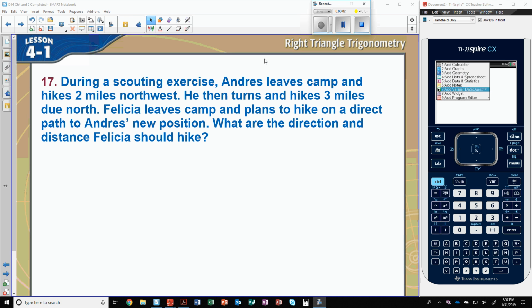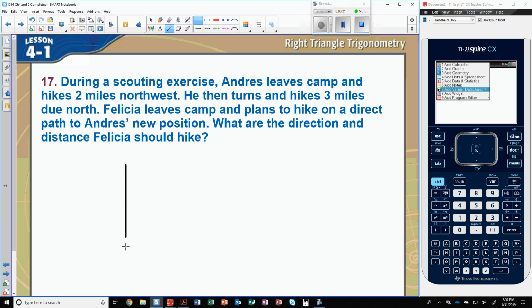During a scouting exercise, Andres leaves camp and hikes 2 miles northwest. He then turns and hikes 3 miles due north. Felicia leaves camp and plans to hike on a direct path to Andres' new position. What are the direction and distance Felicia should hike? Well, let's check this out.